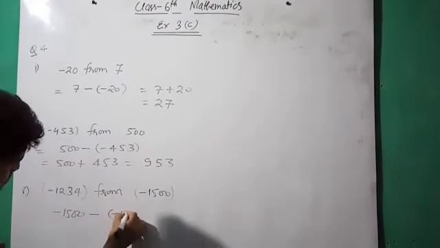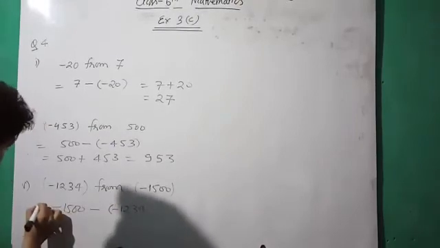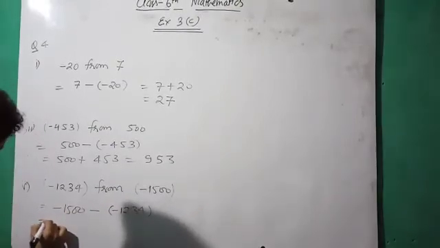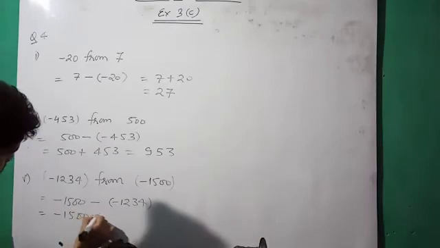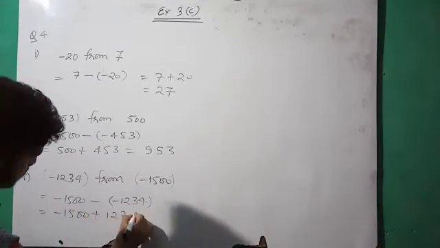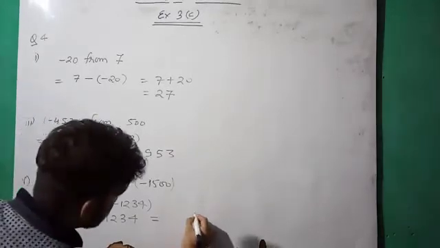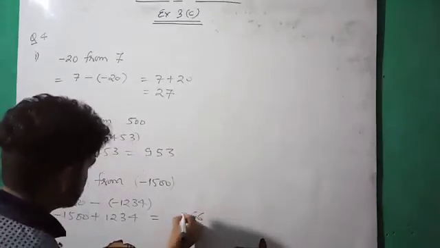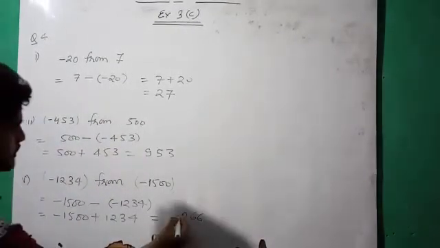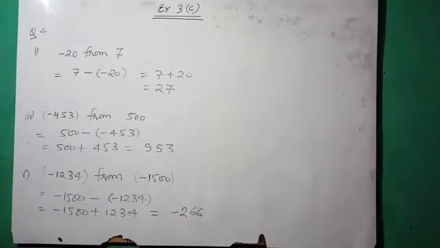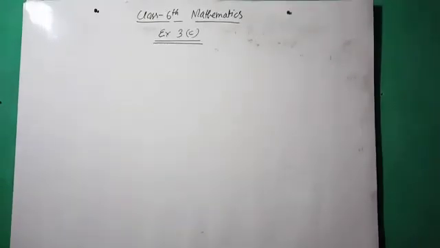Now minus 1500 minus minus 1234. So here we have to add minus 1500 plus 1234. Answer is minus 266. Question number 4, the rest of the part do in your homework register. Okay.